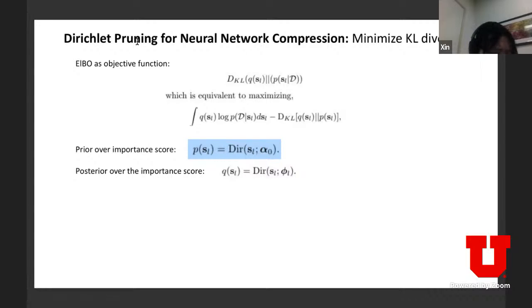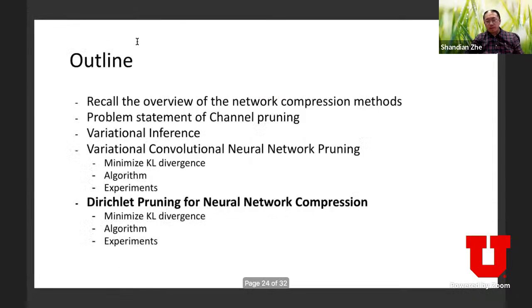Okay, I need to read the paper again, because I read the Dirichlet pruning first and found that the formulas didn't provide much detail about the formulation. So I went to the variational convolution pruning and put more time on that. Okay, that's good. Yeah, let's continue the discussion on this next Monday.